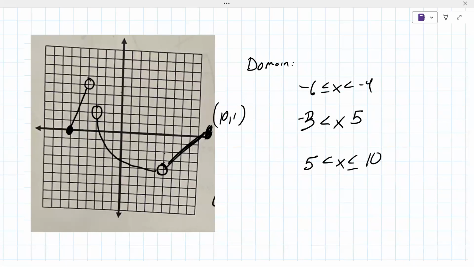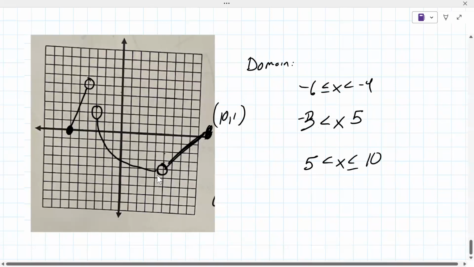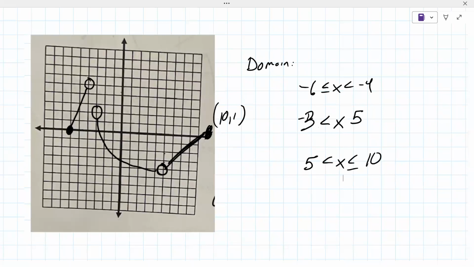Why is the 5 not included? It's an open circle. Oh, okay. Open circles are never included. Now, really quickly here, because we are running out of time. I'm struggling.